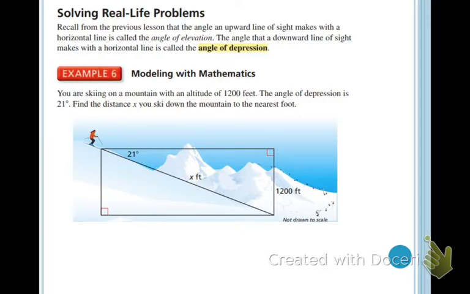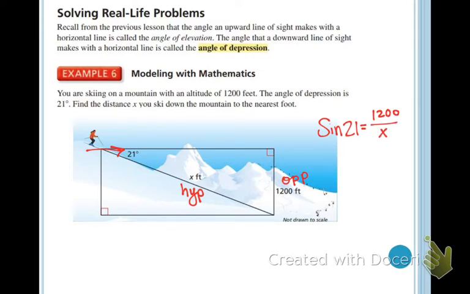Anyways, can I use the Pythagorean theorem to solve for this missing side? No. I need 2 side lengths. I don't have that. All I have is 1,200 feet and then 21 degrees. So I need a trig ratio. So I'm going to label my sides from 21 degrees. What kind of side is 1,200 feet? Opposite. And then x is hypotenuse. So which trig function am I going to use? Sine. So sine of 21 equals the opposite, 1,200, over the hypotenuse, x.